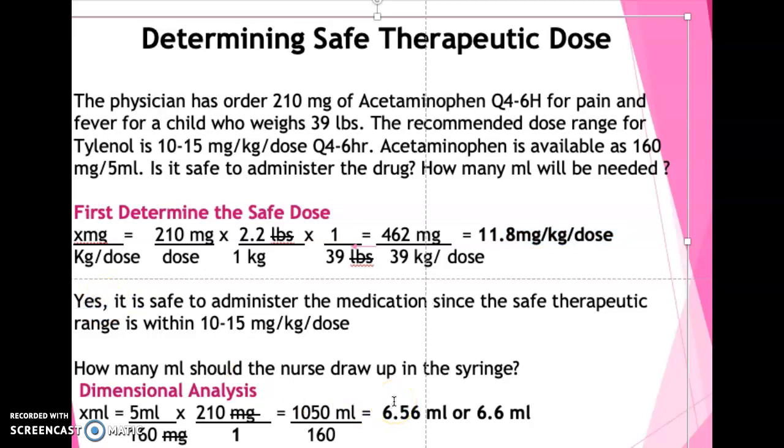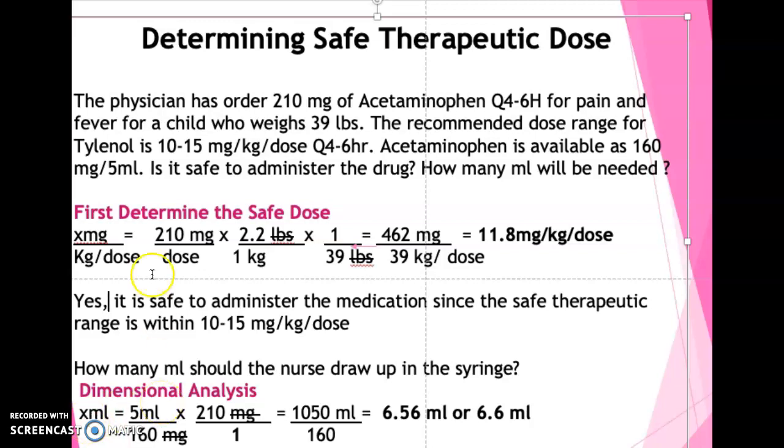Now the second part of the problem: how many milliliters should the nurse draw up in the syringe? Using dimensional analysis, we're now looking for X mL.